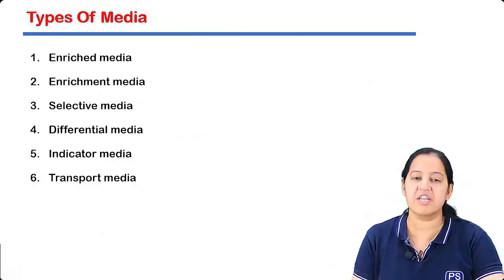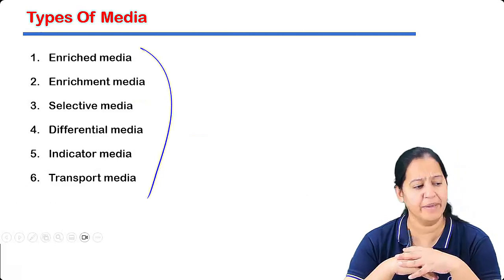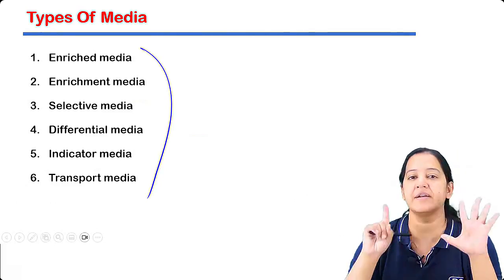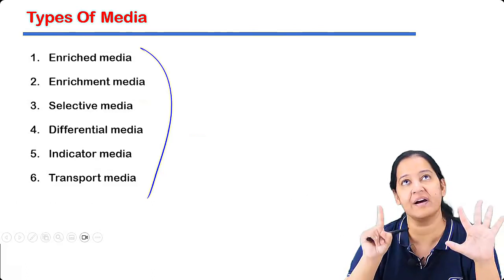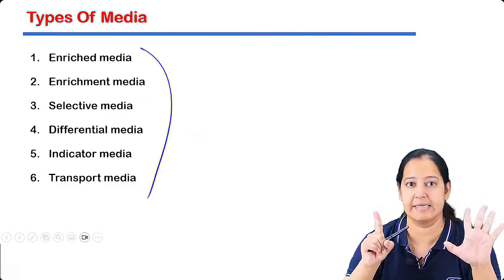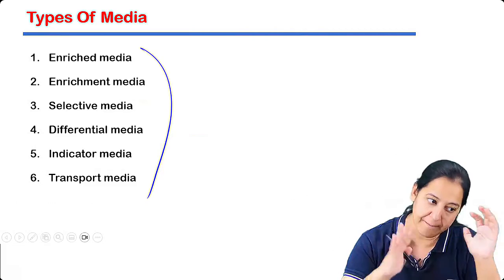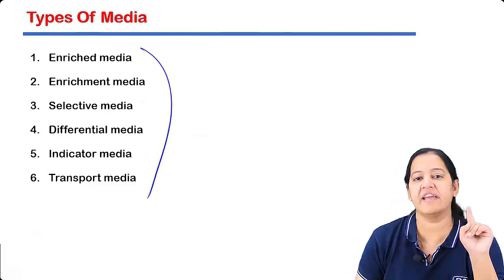Now coming on the type of the culture media. How many type of culture media in our syllabus? There are 6 type of culture media in our syllabus. कितने तरह का होता है? 6. Let me tell you the names first. फिर सबका meaning, definition and examples. You definitely get one question from that.